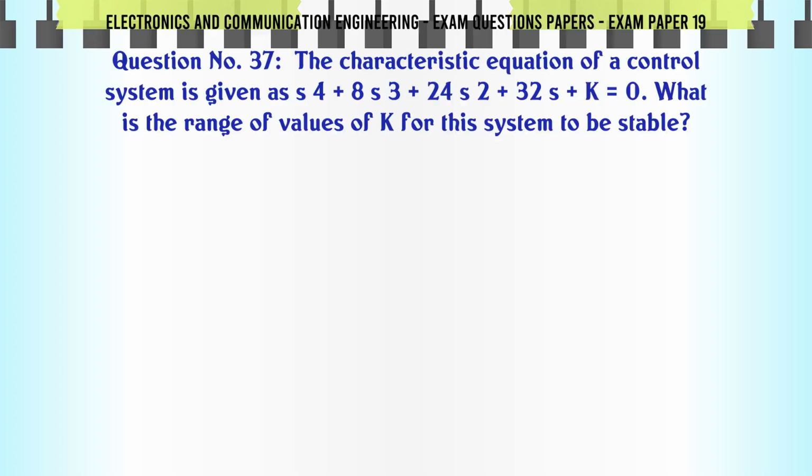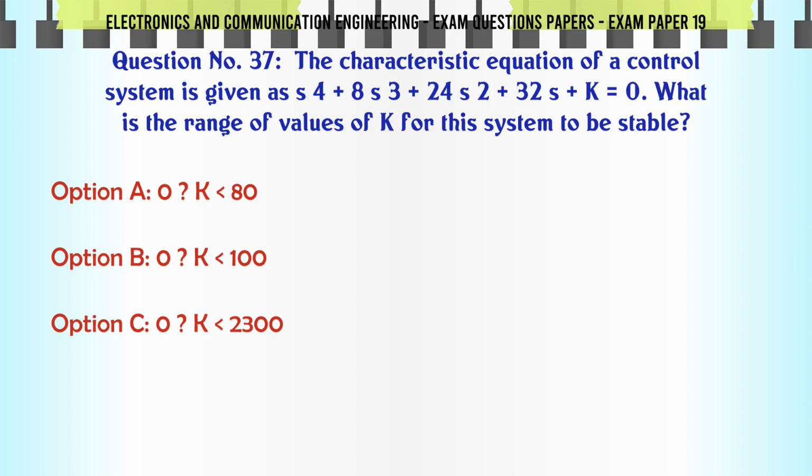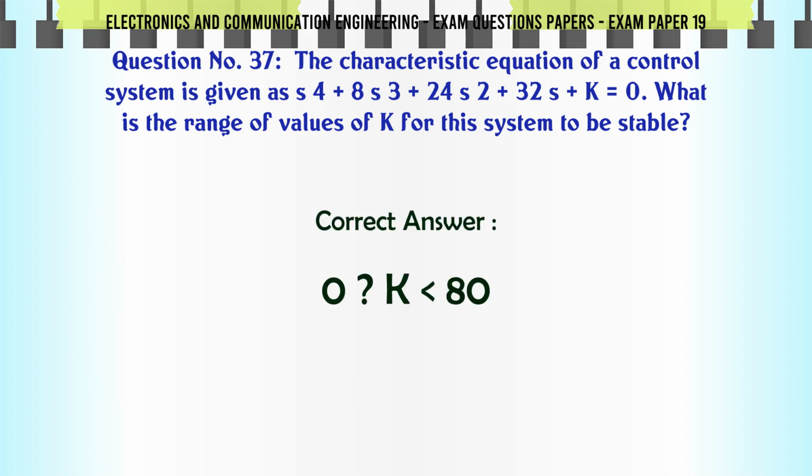The characteristic equation of a control system is given as S^4 + 8S^3 + 24S^2 + 32S + K = 0. What is the range of values of K for this system to be stable? A. 0 < K < 80, B. 0 < K < 100, C. 0 < K < 200 and 300, D. 0 < K < 600. The correct answer is 0 < K < 80.